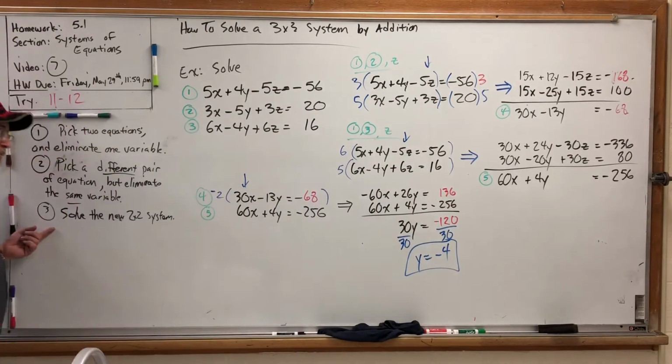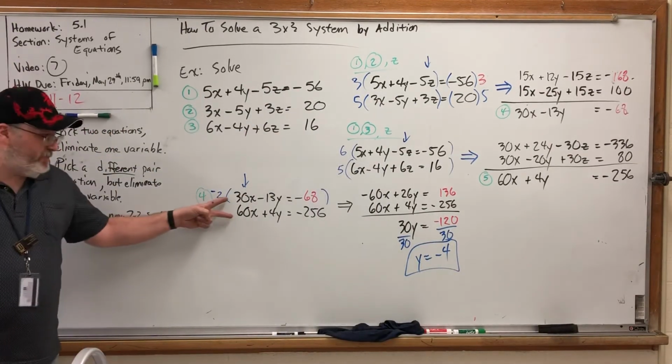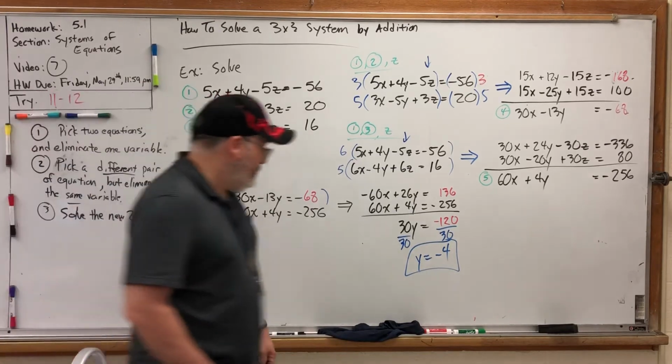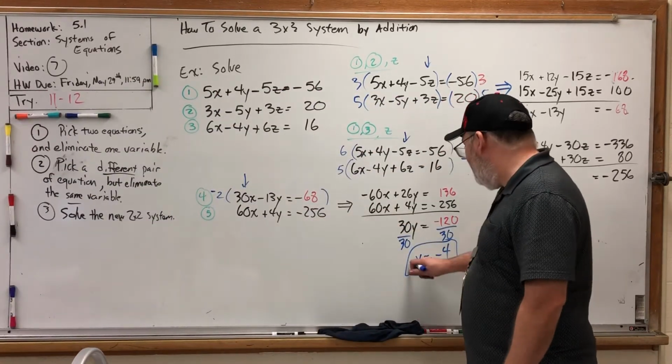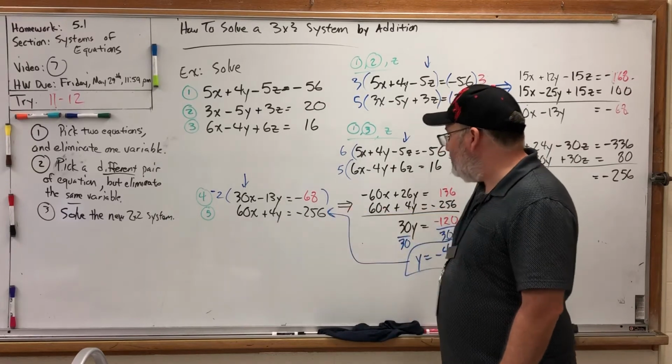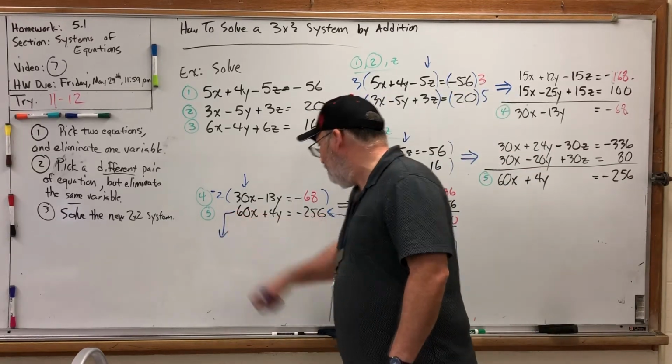Step 3 is to solve the new 2x2 system. To solve this means knowing x and y. So now I have to take this y, put it back over here somewhere and solve for x. I think I'm going to put it into the top equation just because it wasn't botched up.